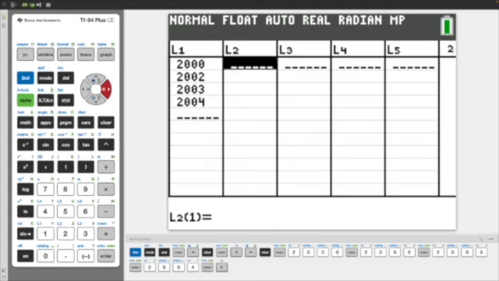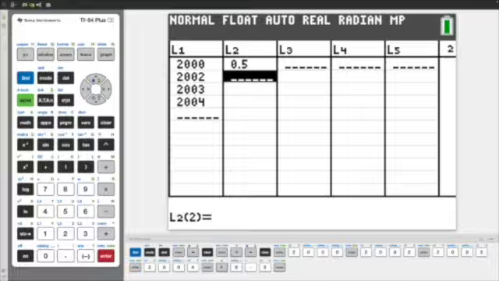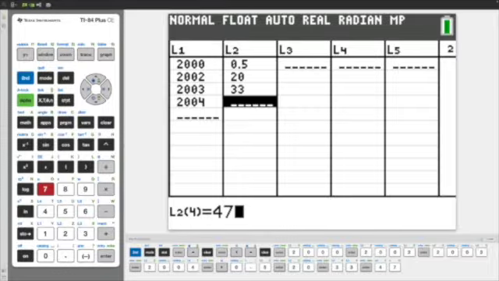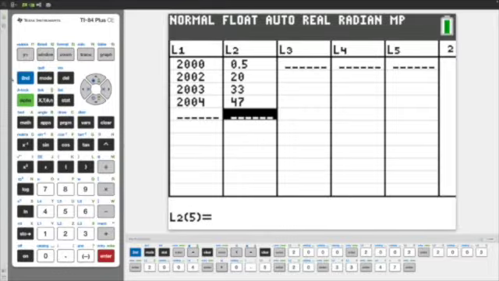And our number of users, which I believe is in the millions, is our dependent variable. So our data is on our list. Now we need to turn our stat plot on. Above your y equals button, there's a blue stat plot. So you're going to hit second stat plot.